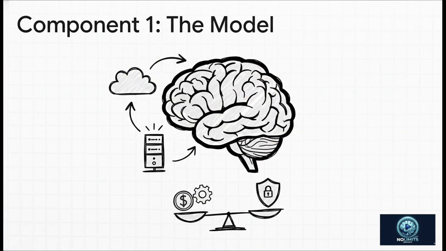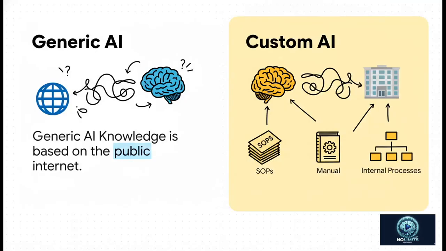All right, let's start with component number one, the model, or as we called it, the brain. This is the engine, the core intelligence. And you've got options here from the big players, like OpenAI, Anthropic, Google. But the really big decision you've got to make is where this brain lives. Are you going to use an API in the cloud, or are you going to host an open source model yourself on your own servers? It's a balancing act, really, between cost, how much privacy you need, and just how powerful you need it to be.